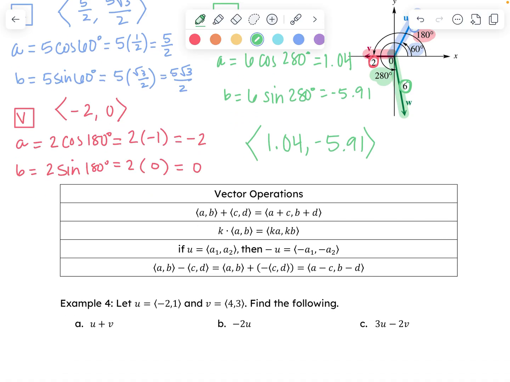The first part of our table right here is if I were to add two vectors. So if I have a comma b plus c comma d, I'm going to have a plus c comma b plus d.